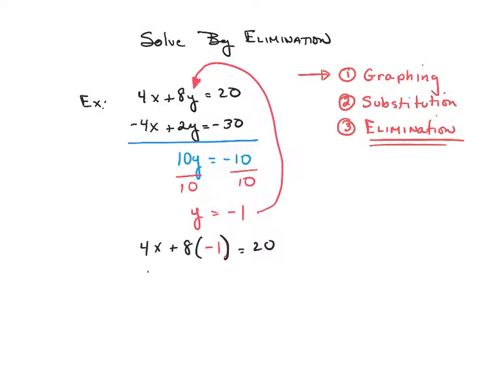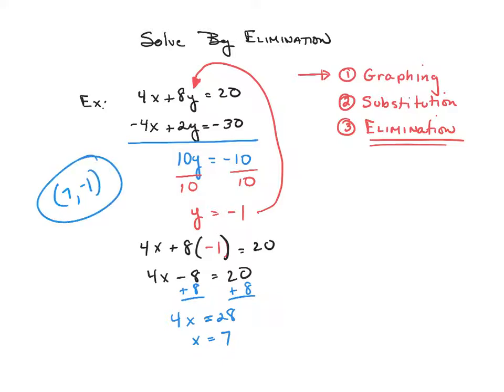And we just solve for x now. For x, 8 times negative 1 is negative 8. Let's add our 8 to solve for x here. Undo that addition first. So 4x equals 28, and divide by 4, x equals 7. These two lines intersect or share a solution where x is 7 and y is negative 1.